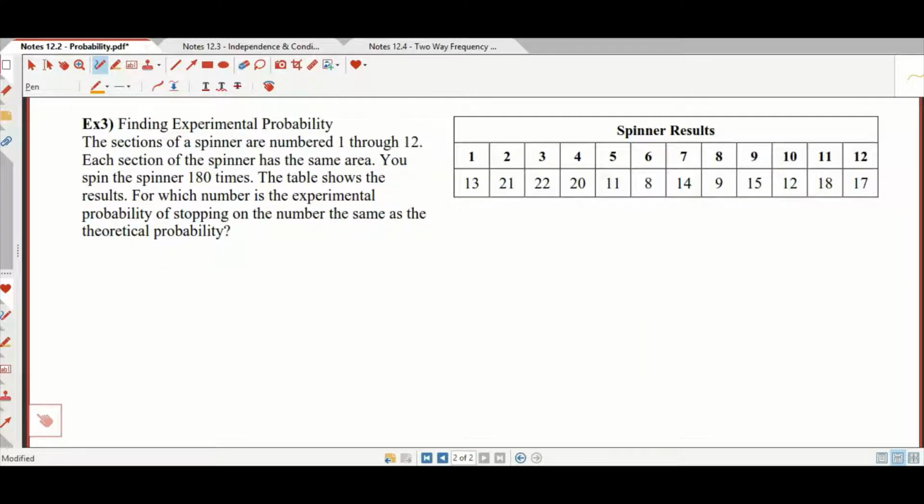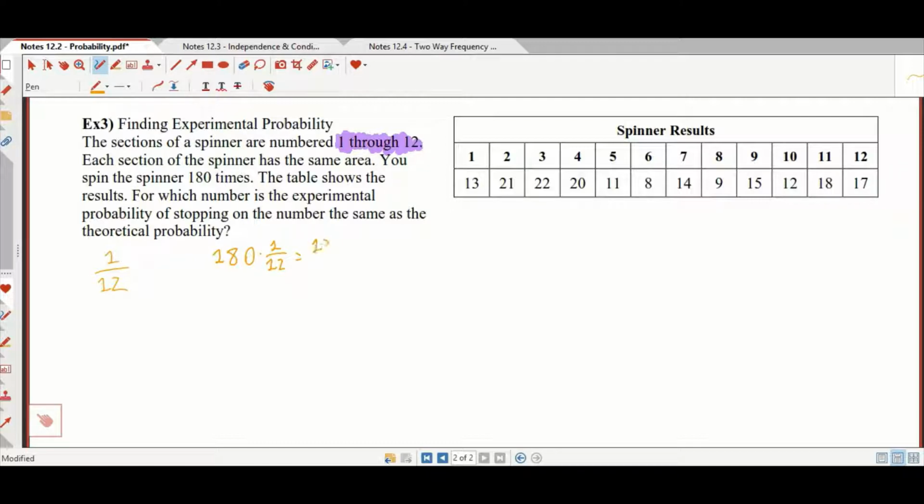Finding experimental probability. The sections of the spinner are numbered 1 through 12. Each section of the spinner has the same area. You spin the spinner 180 times. This table shows the results. For which number is the experimental probability of stopping on the number the same as the theoretical? Theoretically, the probability of each one should be 1 out of 12, right? Because if they have the same area, you should have just as good a chance of getting any of them. So if I spin it 180 times, what's 180 times 1 over 12?